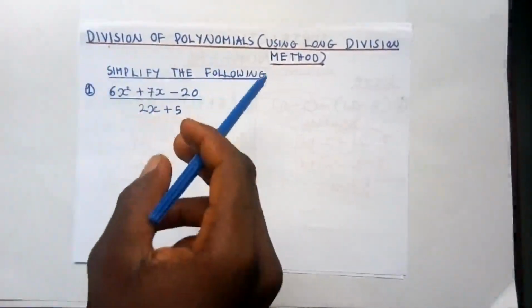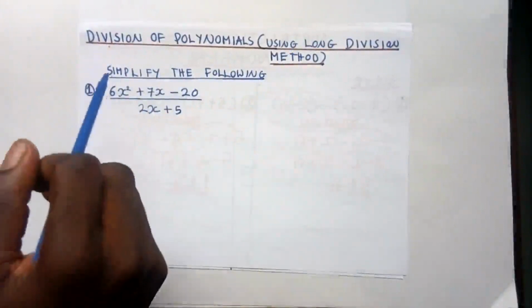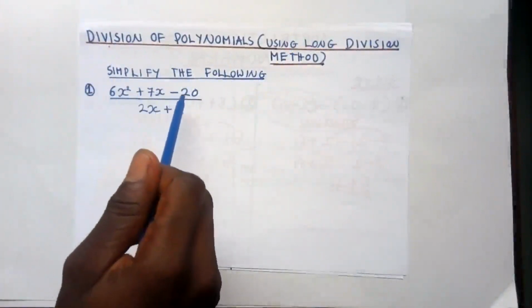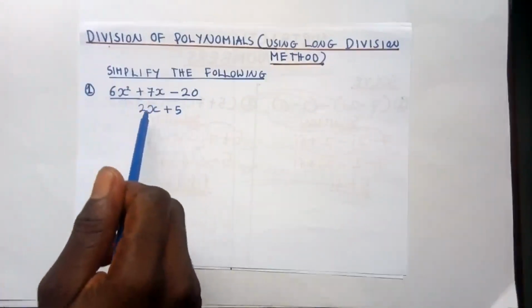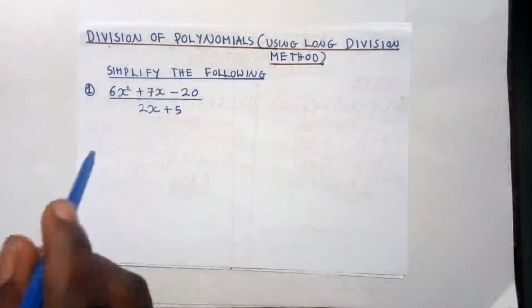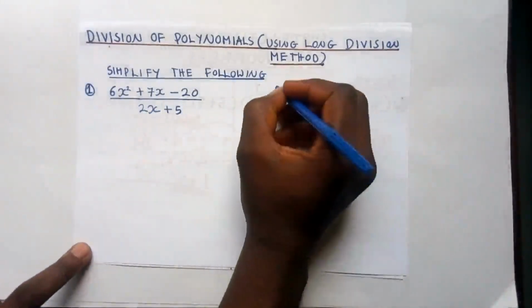Division of polynomials using long division method. Simplify the following. 6x squared plus 7x minus 20 all over 2x plus 5. We divide polynomials using long division. This is the way we do it.